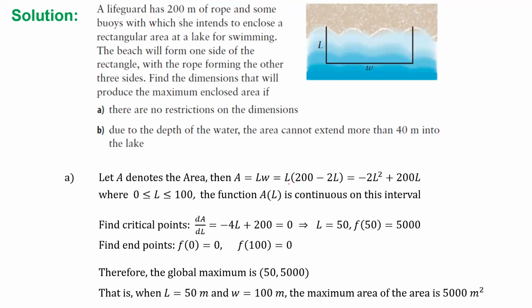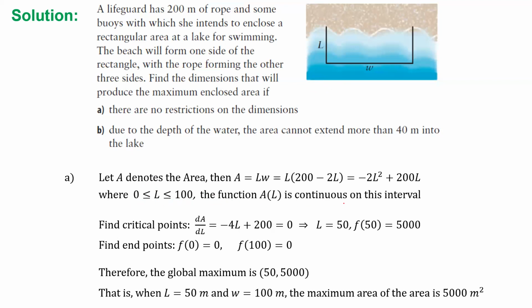So that is written as L times (200 minus 2L), which is negative 2L squared plus 200L, right? For L between 0 and 100. Note that because the total length of the rope is just 200 meters, that means we need to ensure 2L is less than or equal to 200 meters. And of course, L is greater than or equal to 0 as well. So L is between 0 and 100, a closed interval.